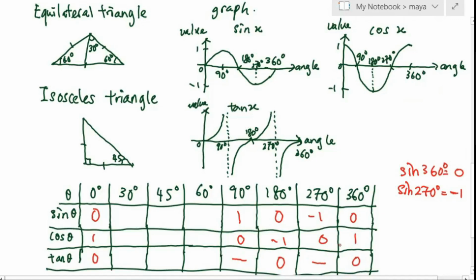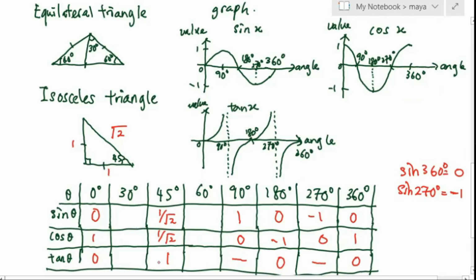Okay, so then we will proceed to the isosceles triangle. When we have an isosceles triangle, it means the lengths here have ratio 1, 1, 1. Then hypotenuse: 1 square plus 1 square, square root 2. Okay, so how do we see here? Sine 45, sine is opposite over hypotenuse, 1 over square root 2. Cos 45, adjacent over hypotenuse, so 1 over square root 2. Tangent 1 over 1, 1.